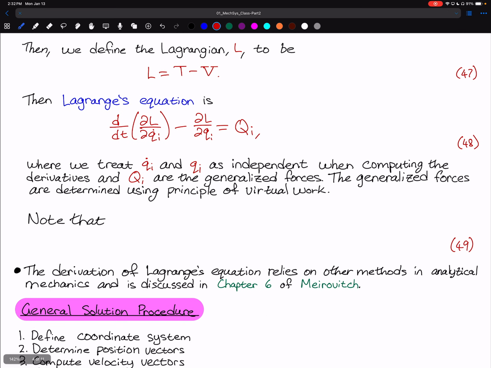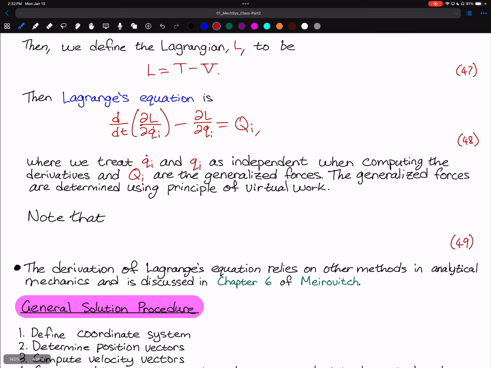Okay, so we can just note here that from the principle of virtual work, the virtual work done by non-conservative forces is equal to the summation from i equals 1 to little n of big Q_i times delta little q_i. Just a restatement of that.